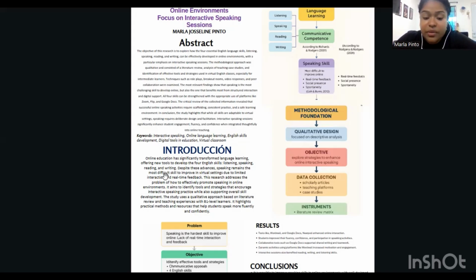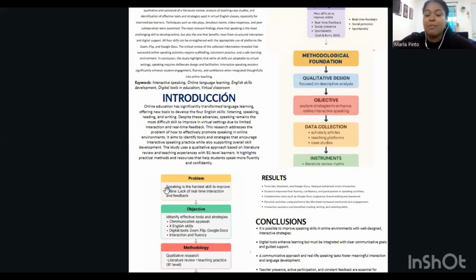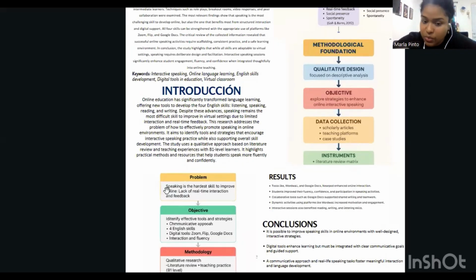The first thing that I'm going to focus on here is that I was working with B1 level learners. That means the approach that I used in this research was with practical methods and research that help the students to speak more fluently and confidently. Okay, in this case, we have the problem, the objective, and the methodology that was used in this research.